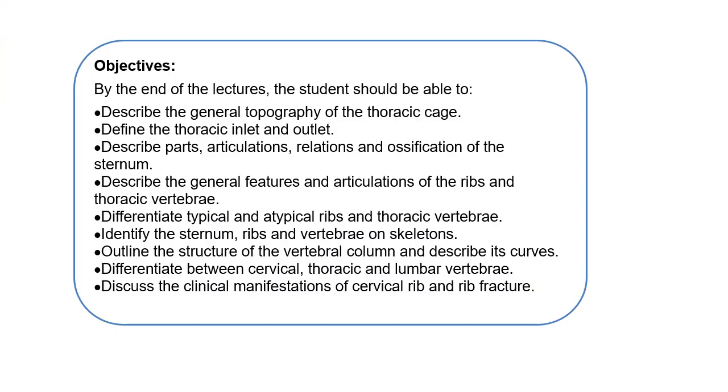By the end of this lecture, the student should be able to describe the general topography of the thoracic cage, define the thoracic inlet and outlet, describe parts, articulation, relation, and ossification of the sternum, describe the general features and articulation of the ribs, differentiate typical and atypical ribs, identify the sternum, outline the structure of the vertebral column, differentiate between cervical, thoracic, and lumbar vertebrae, and discuss the clinical manifestation of cervical rib and rib fracture.